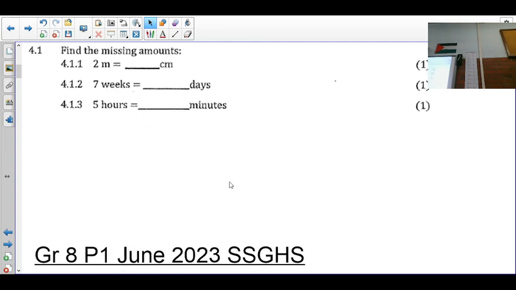People, find the missing amounts. People, how many centimeters are there in a meter? 100. So you must multiply 2 by 100. So it's going to be 200. 7 weeks, how many days? 7 times 7, which is 49. 5 hours, how many minutes? How many minutes are there in an hour? 60. 5 times 60, 300. 300 minutes. Okay.